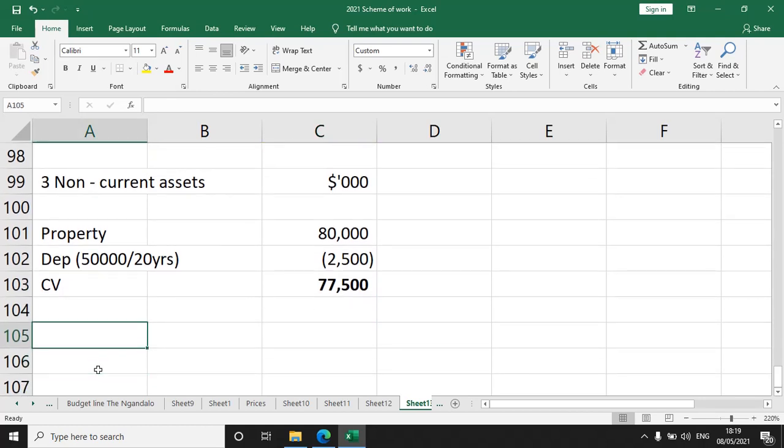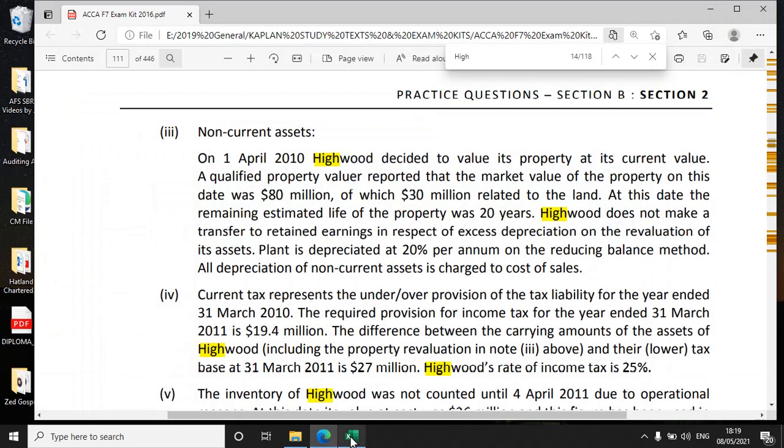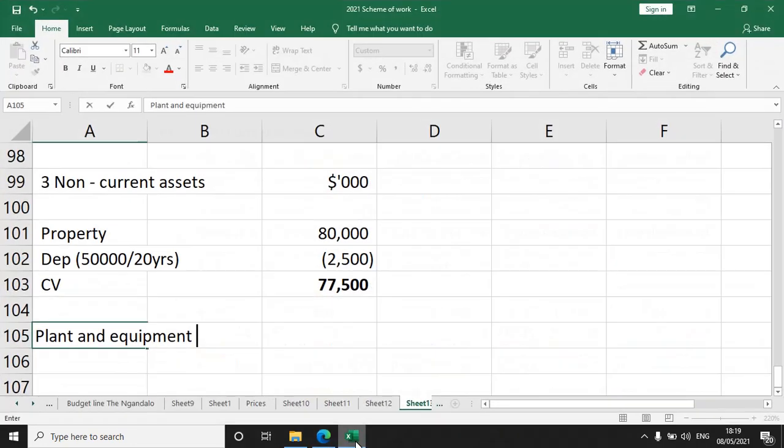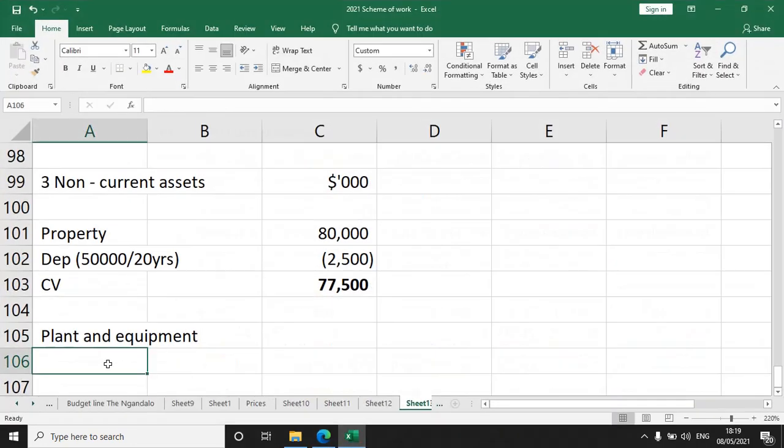Okay, and then we have got plant and equipment. We have been given plant and equipment. What is the rule? The rule for plant and equipment in most cases is that it should be depreciated at reducing balance. You can see, of course, 20% reducing balance. So what we're going to do is we're going to get onto our trial balance and find the CV of this plant at inception.